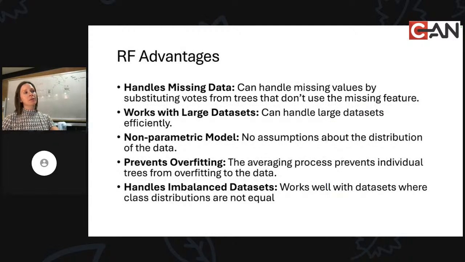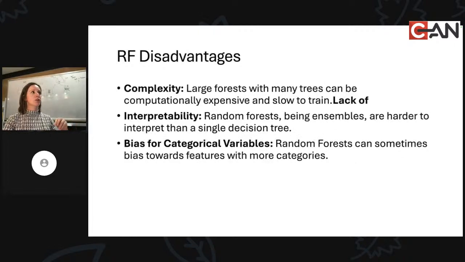There are some implementations of random forest, like XGBoost, that can actually handle missing data. So you don't actually have to transform your data. You just input it with empty values and it can handle that. Works really well for large data sets, non-parametric. Can handle imbalanced data because of the way that those partitions work.